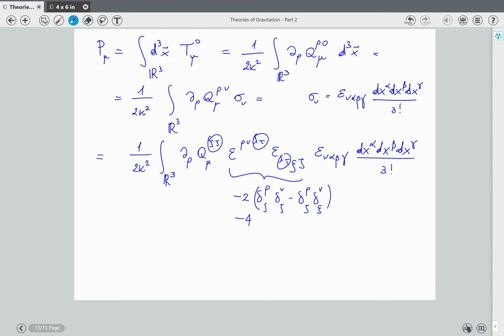oh, I forgot a minus sign here, because as usual, this is not d3x, but minus d3x, because I recall epsilon 0, 1, 2, 3 is equal to -1. So when we do that, we get a minus. Oh, I forgot to cancel a little bit of things.